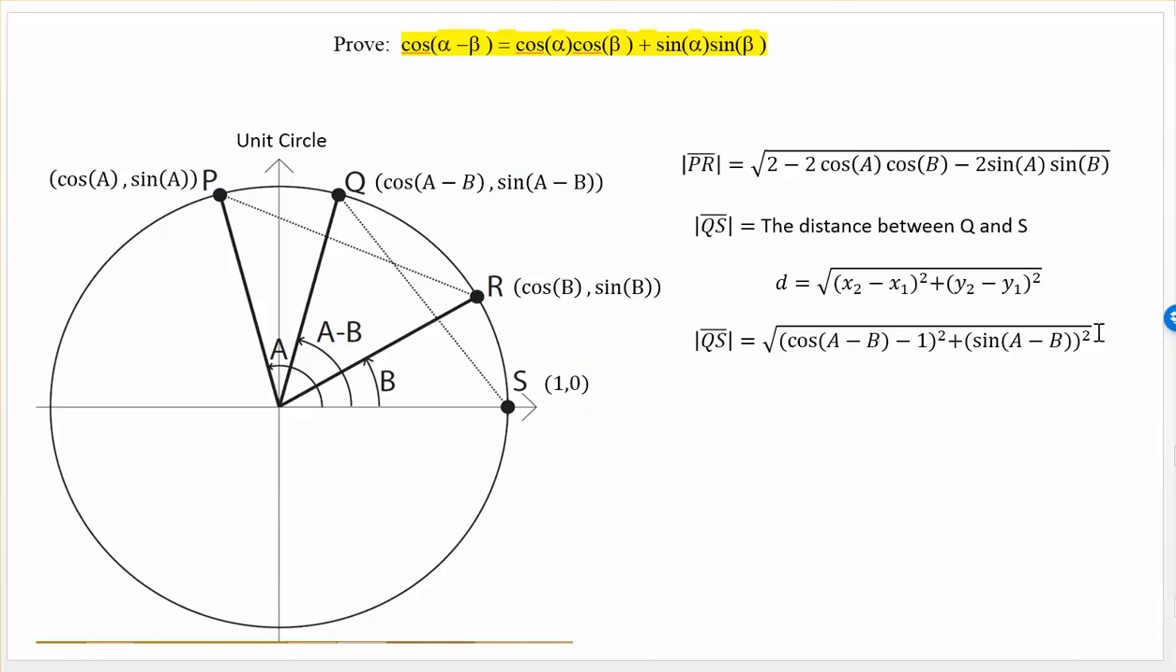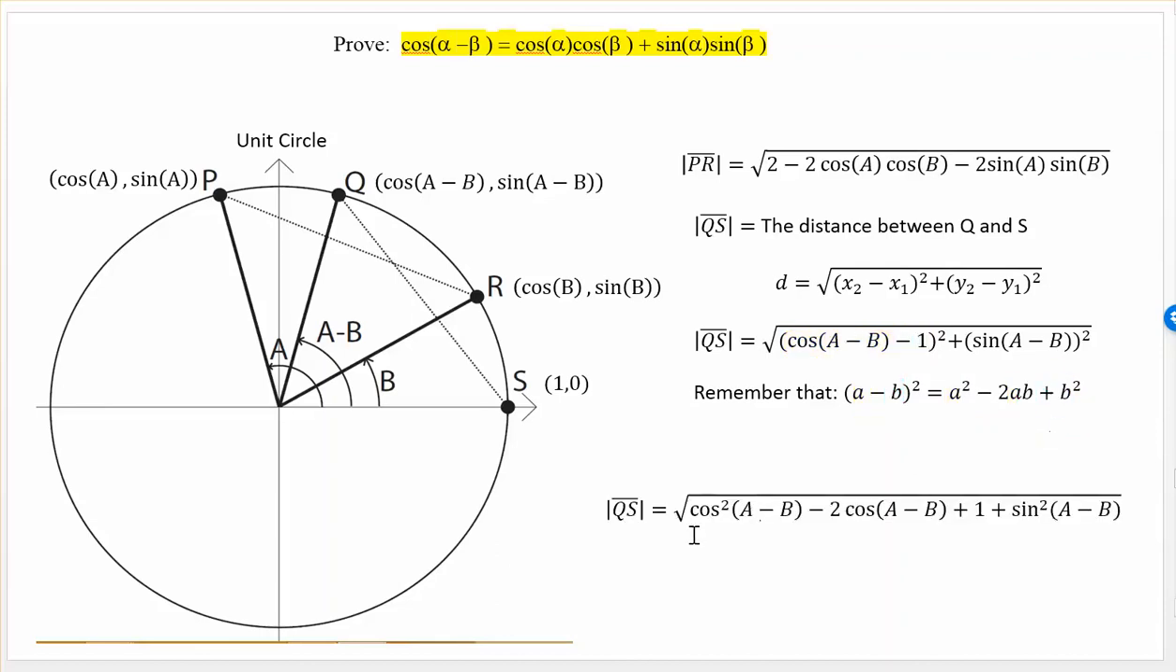We only are going to need to FOIL out this first term right here. So again, we remember that we have the cosine of A minus B as our A, and the 1 as our B. And so plugging that in, it's a lot simpler. We have the cosine squared of A minus B, minus 2 cosine of A minus B, plus 1. Then we have the sine squared of A minus B. But you'll notice again, A minus B and A minus B. These are the same arguments.